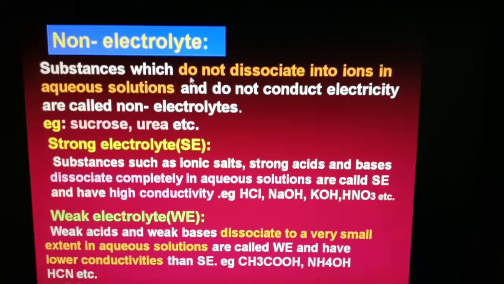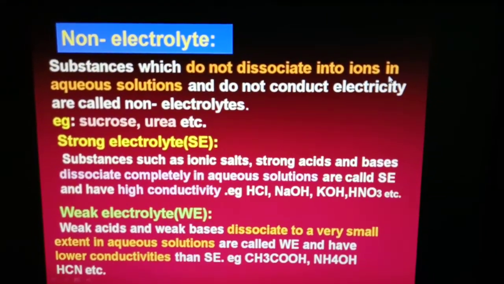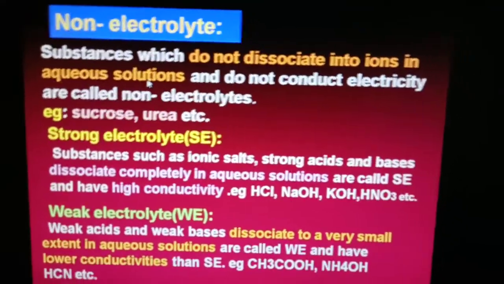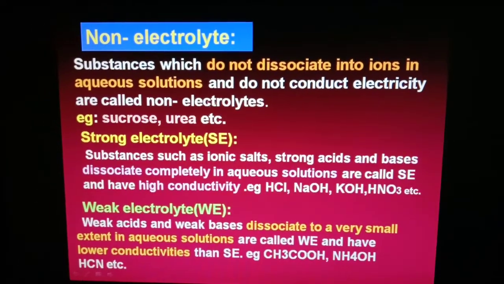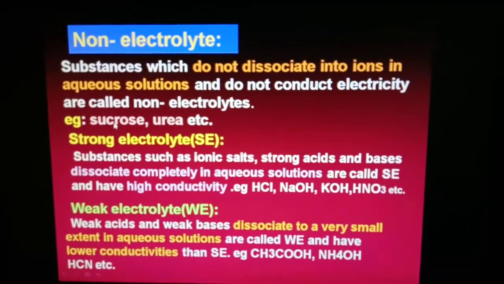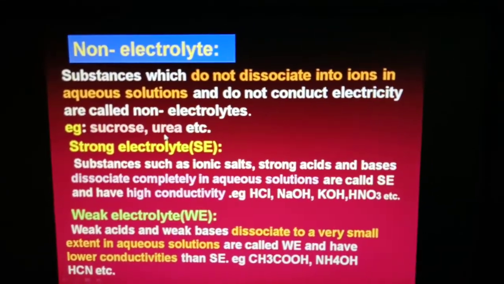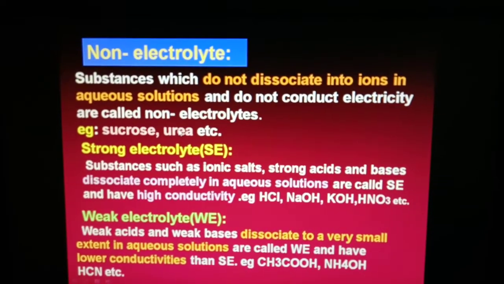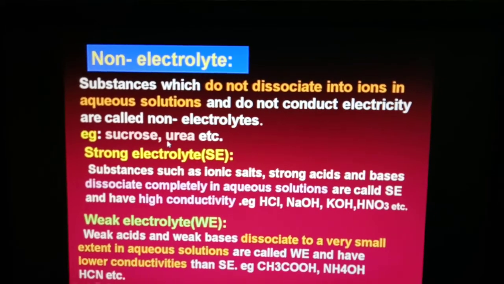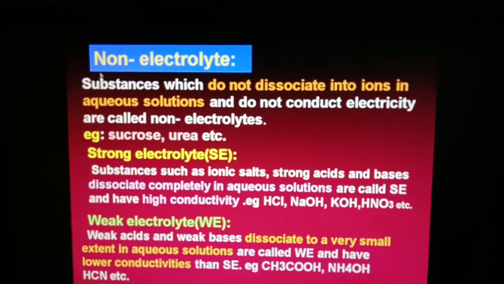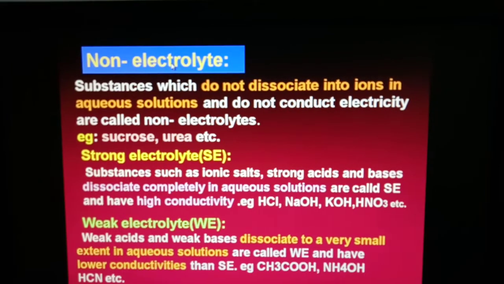Now let us study about electrolytes. What is a non-electrolyte? Substances which do not dissociate into ions in aqueous solutions and do not conduct electricity are called non-electrolytes. Example, sucrose, urea. These are organic substances which are soluble in water but they do not form ions. Therefore, they become examples of non-electrolytes.